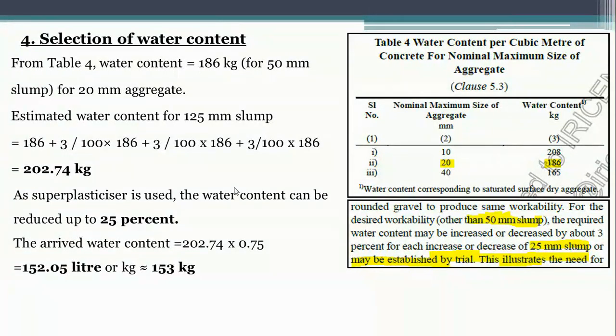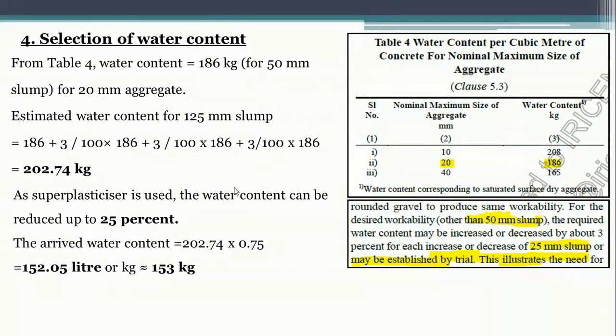As per the code, as you know, we have done this in the previous two problems. For every 25 increase in slump, you have to increase the water content by 3% as per the code. So I have just split it up: 186 is for 50 slump, then 3% of 186 is for 75, another 3% of 186 is for 100, and another 3% of 186 is for 125. Instead of giving 9 by 100 of 186, I have split it into three parts so that you will be able to understand. After calculating, you will get 202.74 kg or liters.